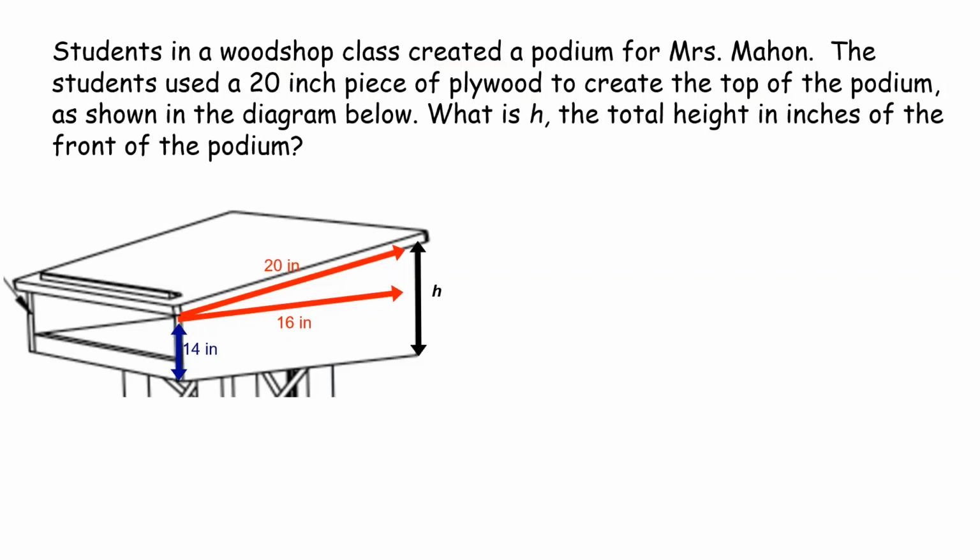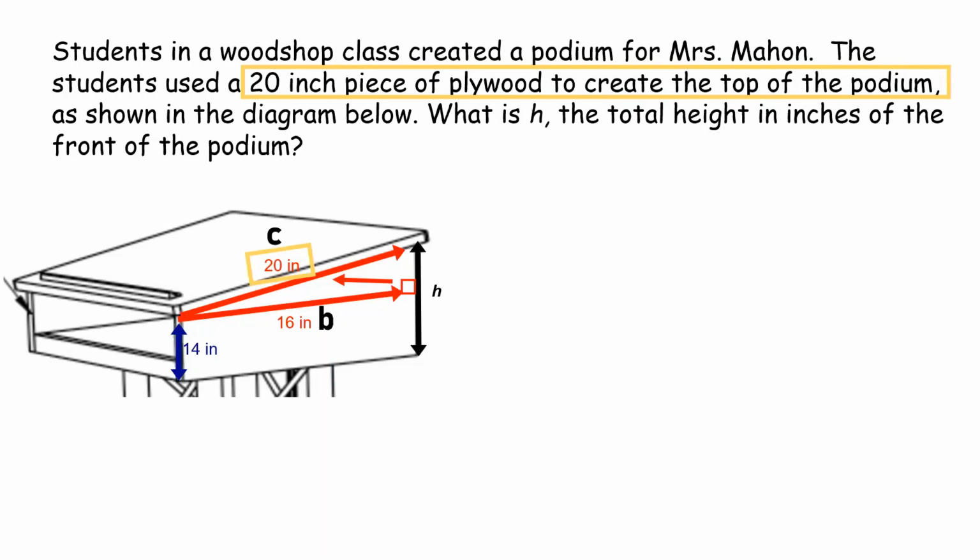What do we know? We know that we have a 20-inch piece of plywood to create the top of the podium. If you notice, the two red arrows are creating a right triangle. Thus, I will find my 90-degree angle, draw my arrow, and label that my C side. So I know that the 20-inch piece of plywood is my C side, is my diagonal.